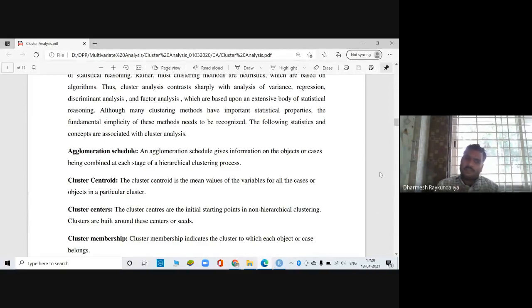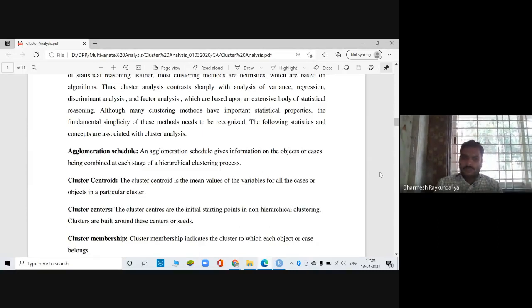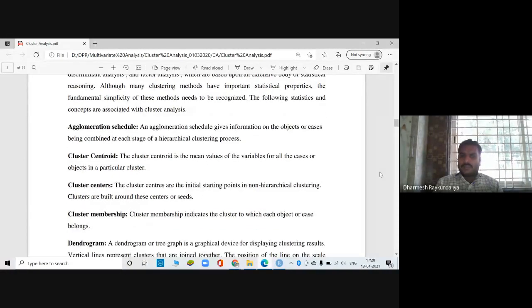But in divisive methods, we start with, let us say, one cluster, and then we split it up in such a way that each object becomes a cluster. We will use the cluster centroid. The cluster centroid is the mean value of the variables of all the cases or objects in a particular cluster. We will find the mean of every variable in each cluster, and that gives the cluster centroid. Cluster centers are the initial starting points in non-hierarchical clustering. Clusters are built around the cluster seed.